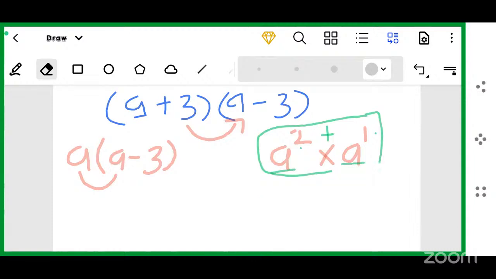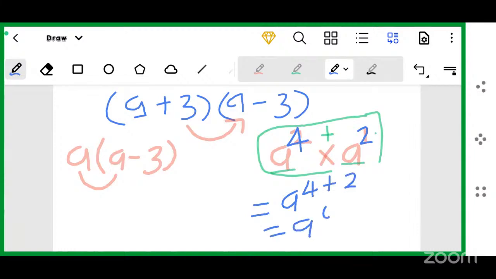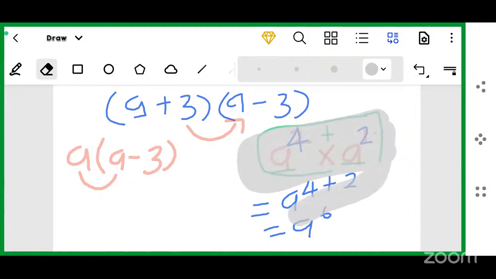All right, let me say another one: a to the power of 4 multiplied by a to the power of 2. So what do you think is going to be the final answer there? A to the power of 6. Perfect. So you say a to the power of 4 plus 2, which is going to be a to the power of 6. You see, so now we have our a to the power of 1 multiplied by a to the power of 1. So you keep the base and you add the exponents.